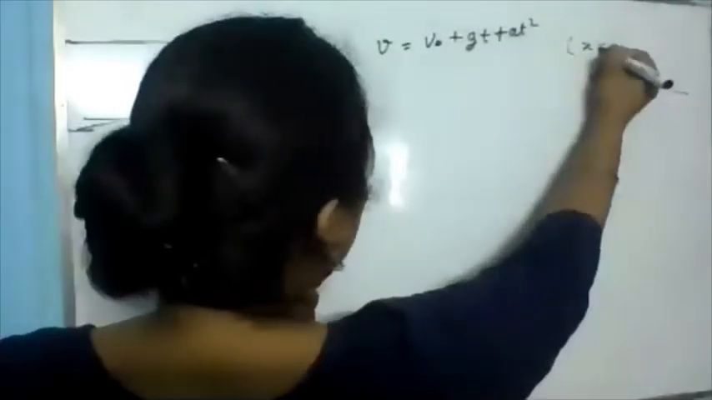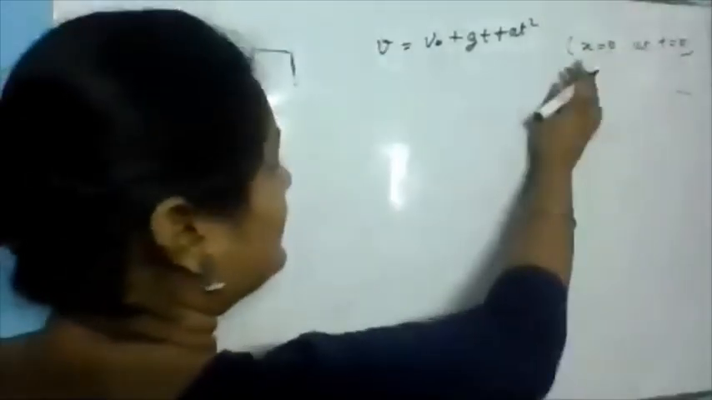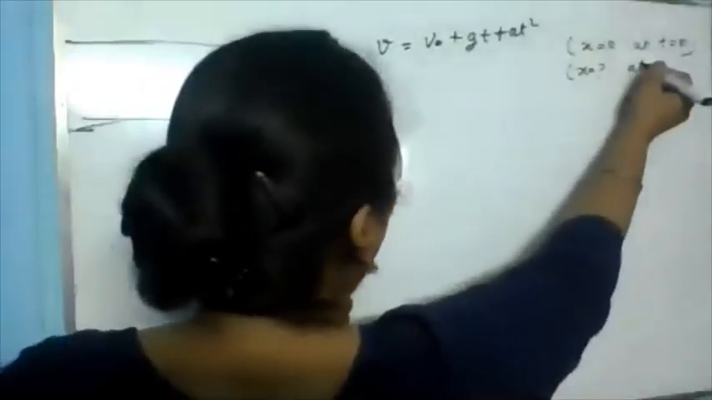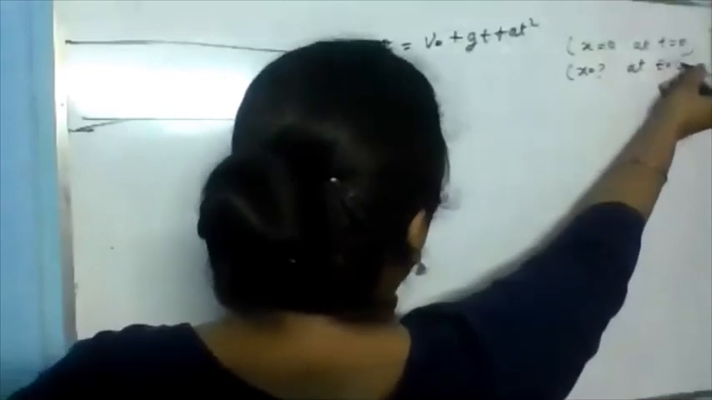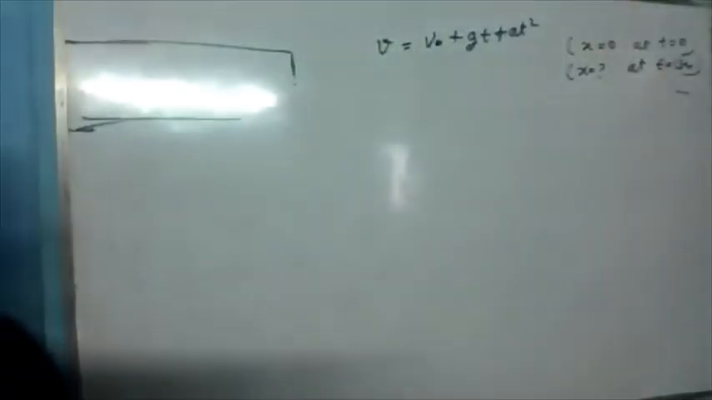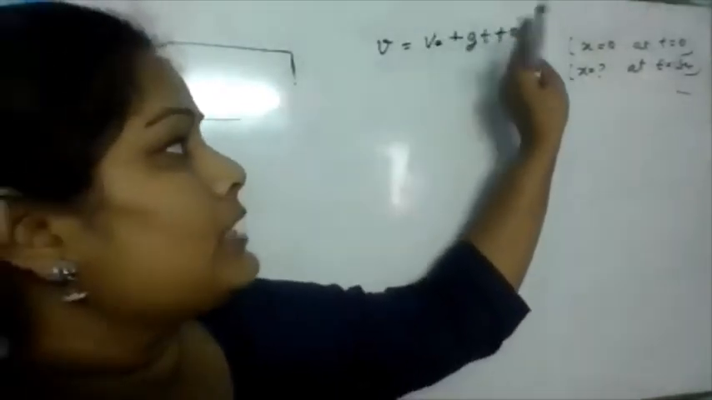In this question, displacement is 0 at t equals 0. That means at the initial time, the displacement is 0, and we have to find the displacement at t equals 1 second. Okay? Is the question clear? The equation of velocity is given: v equals v naught plus gt plus at square.